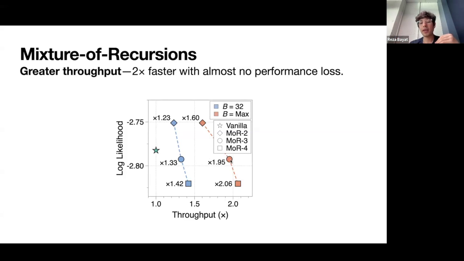And as you can see, with a roughly tiny performance drop, we could increase the throughput by a factor of 2, which is significant because it seems like pre-training is not the bottleneck at the moment. We wanted to deploy models everywhere, so having a faster model would be a huge advantage. So MoR gives you two times faster throughput, basically, with almost no performance drop.